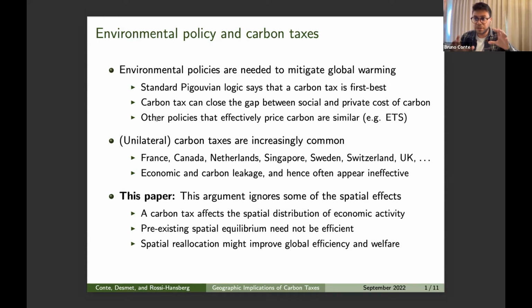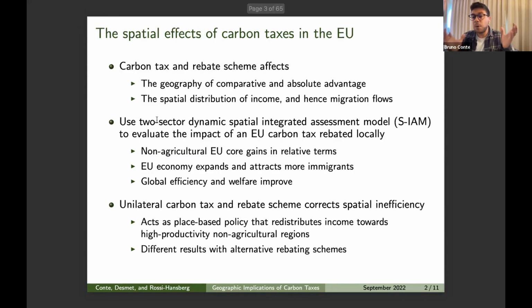This is what we investigate in this paper, and this hypothesis at least holds for the case of taxing carbon because of two reasons. First, it is a tax that, as I explained, generates these distortive effects, shaping the geography in the spatial economy, the geography of comparative and absolute advantages. But because it is a tax and unilaterally set by a region, it will generate tax revenues for these regions that are taxing emissions.